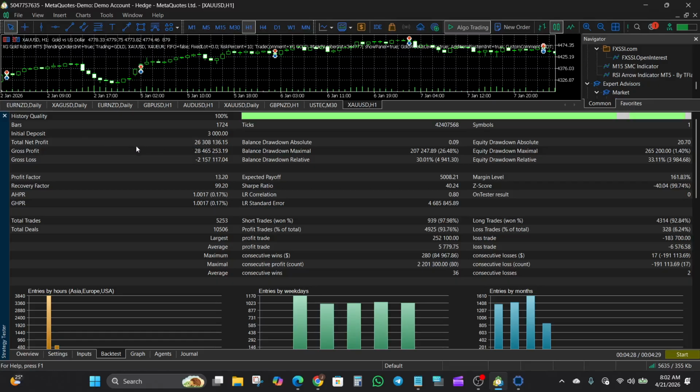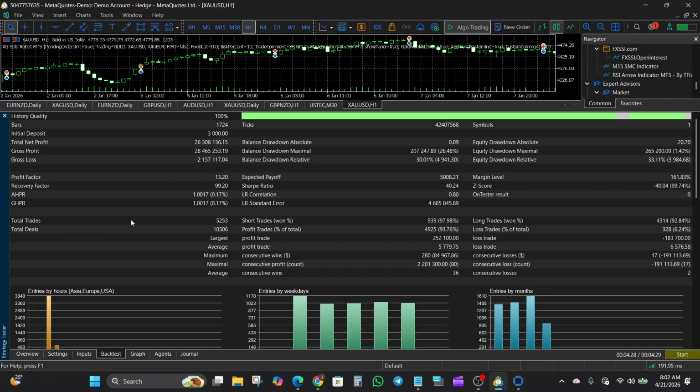Wow, this is crazy. We had an initial deposit of 3,000 US dollars that we used for this backtest, and we are seeing a net profit of over $26 million. Well, that is what the backtest is telling us, and we had a gross profit of over 28 million US dollars and a gross loss of over 2 million US dollars with an amazing profit factor of 13.2.